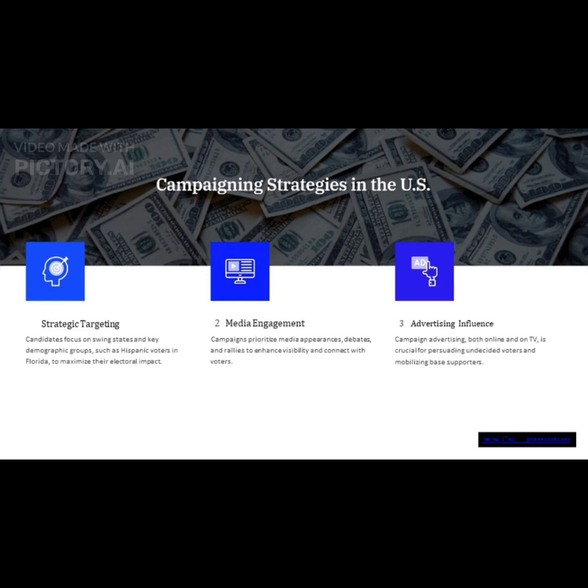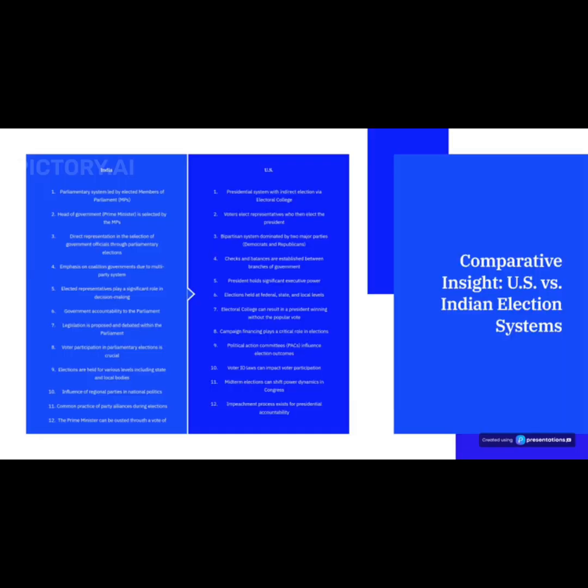Campaigns prioritize media appearances, debates, and rallies to enhance visibility and connect with voters. Campaign advertising, both online and on TV, is crucial for persuading undecided voters and mobilizing base supporters. The U.S. presidential election system includes the Electoral College, focuses on swing states, and adds complexity to the election process.